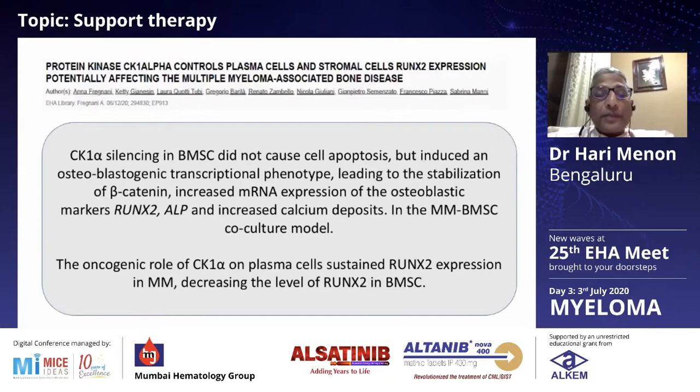And therefore, there was an oncogenic role of CK1 alpha on plasma cells, which results in sustained RUNX2 expression in myeloma. Therefore, decreasing the levels of RUNX2 in the bone marrow stromal compartment would potentially improve osteoblastic activity, and thereby again bone health. But these are all preliminary studies, insights into the biology of the disease, and there may be a molecule that can actually perturb this pathway and thereby improve the osteoblastic activity.